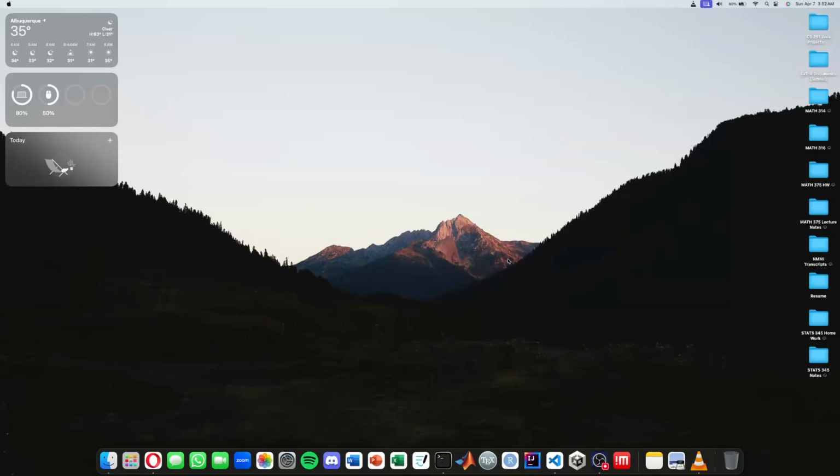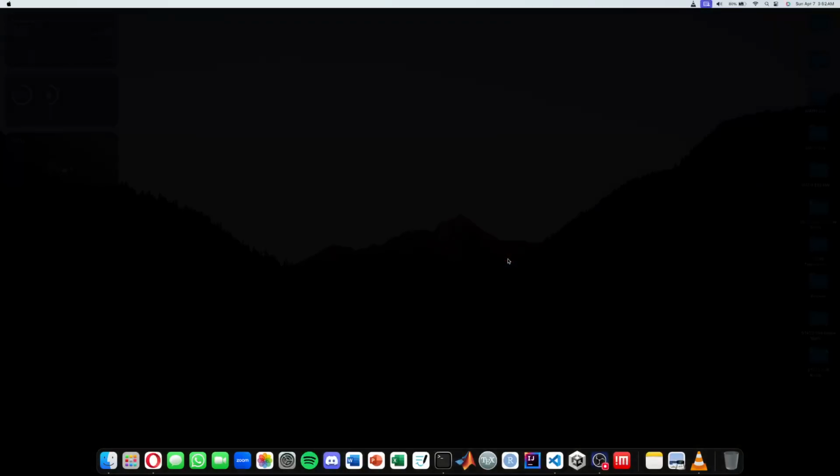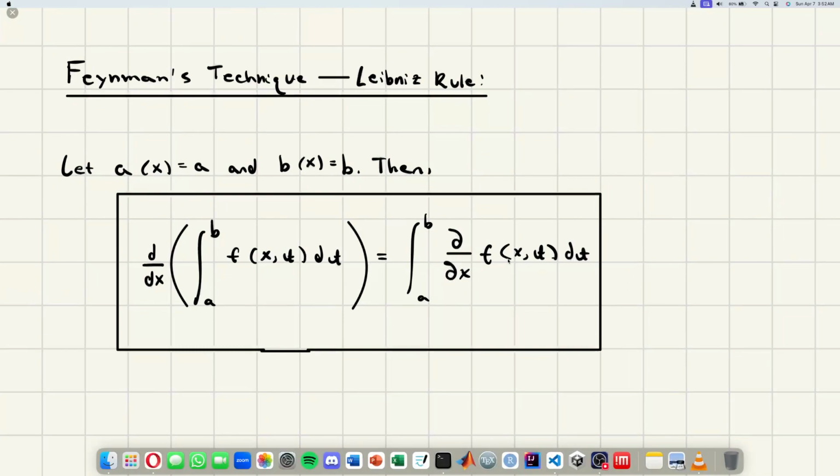So today I wanted to go over a pretty nice calculus technique, an integration technique in specific, that we can use to evaluate some integrals that might otherwise seem untouchable by direct methods such as by parts or partial fractions or what have you. So generally this is referred to as Feynman's technique or the Leibniz rule, or you may even hear it as differentiating under the integral sign.